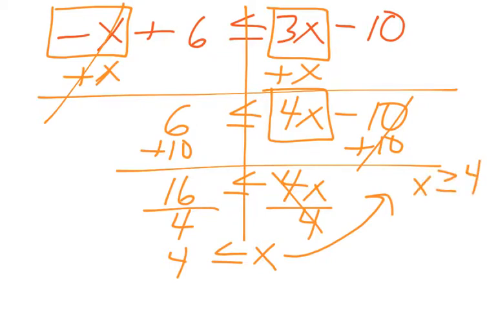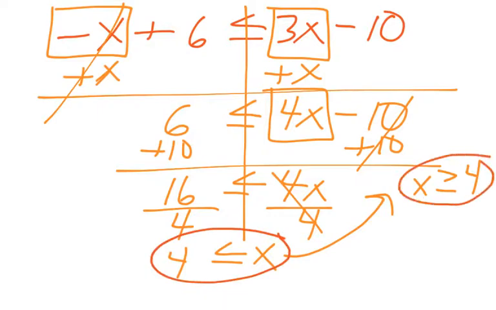Notice when we rewrite, we're still saying x is the bigger thing. So we're just rewriting it to help us graph that. So that's going to be a closed circle on 4, shade to the right. Okay, and again, if you decide to subtract 3x from both sides and did all your math work correctly, you still would have got the same final answer.